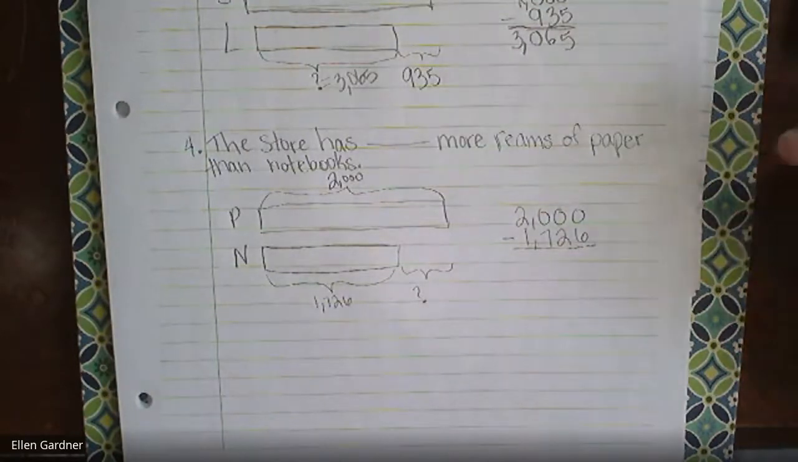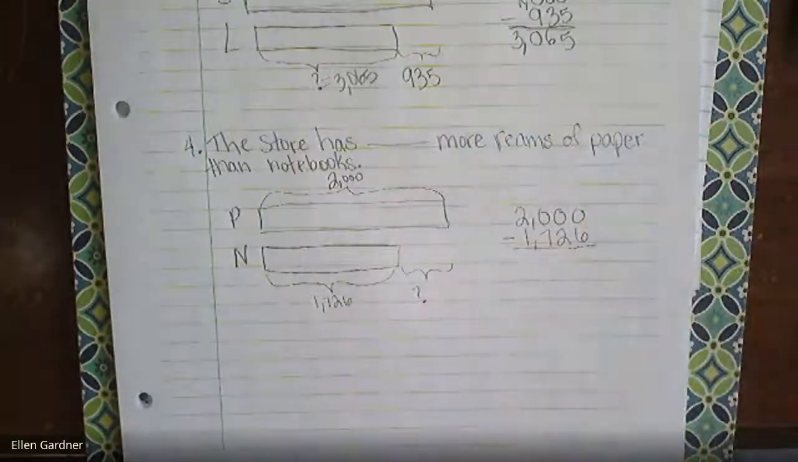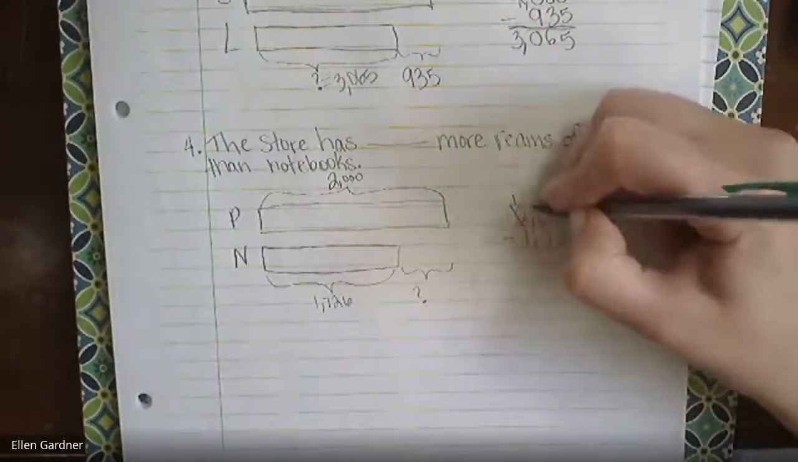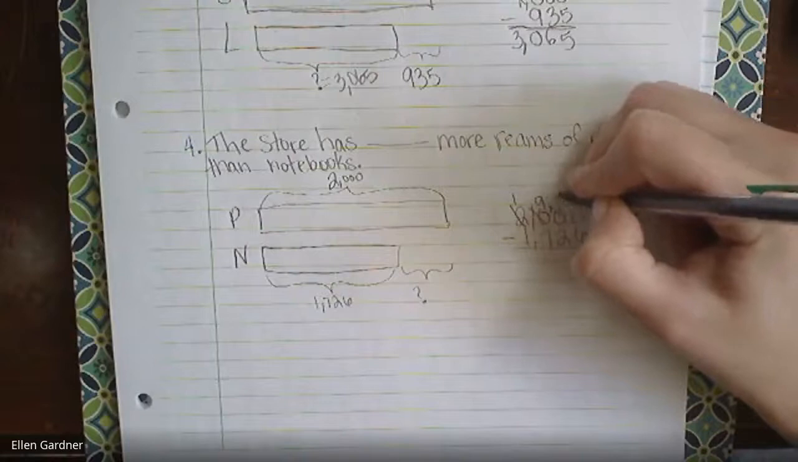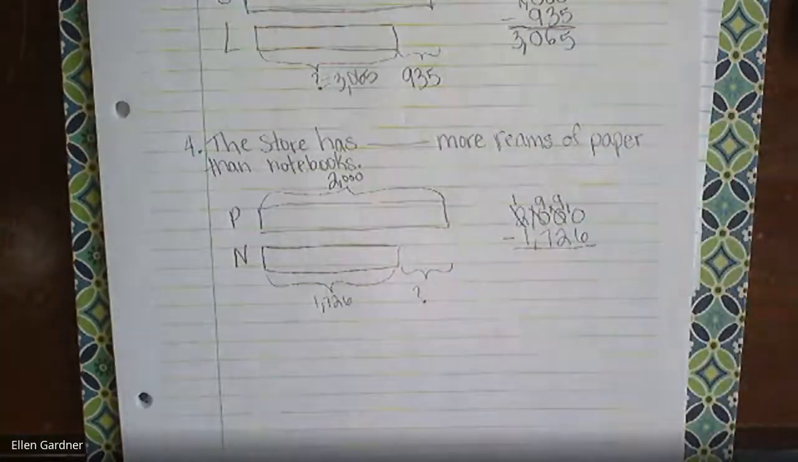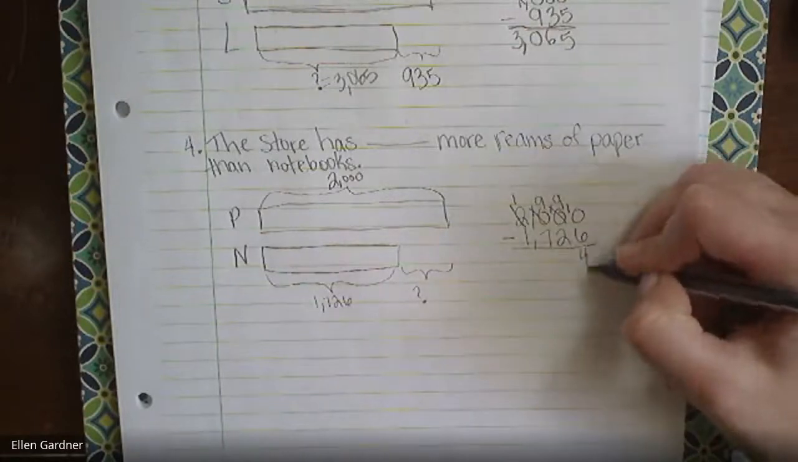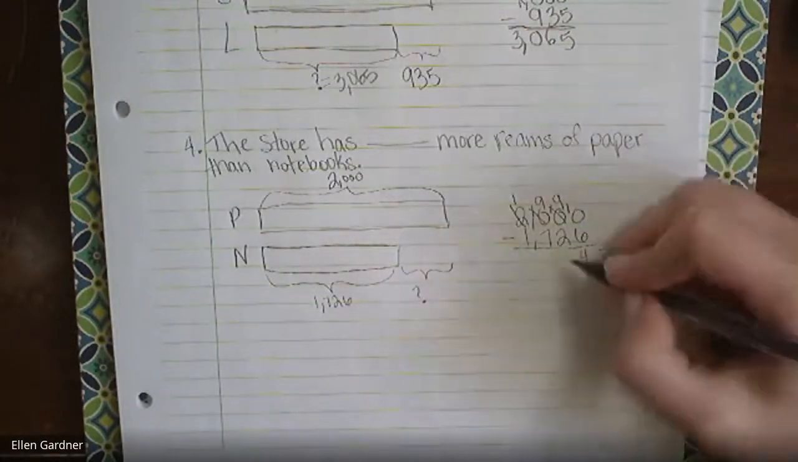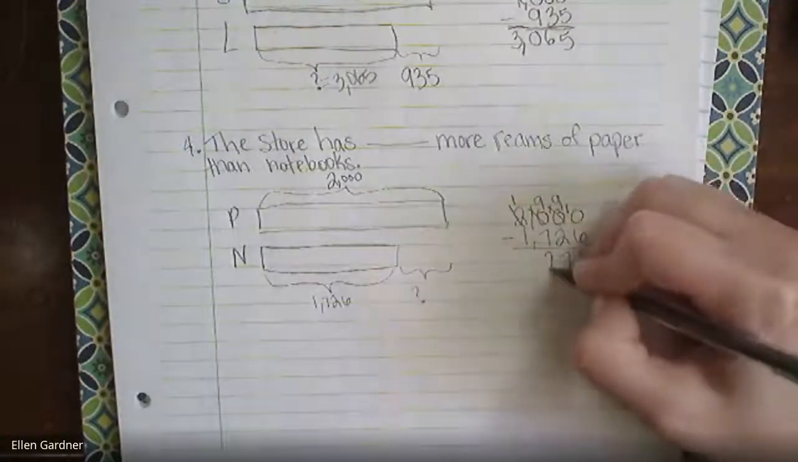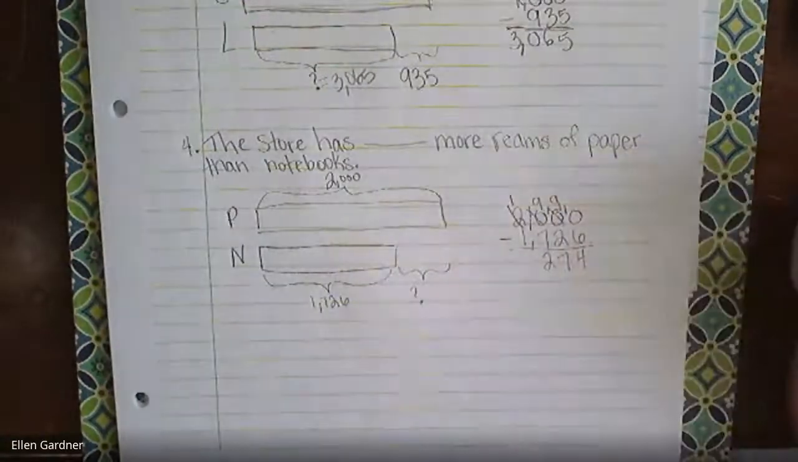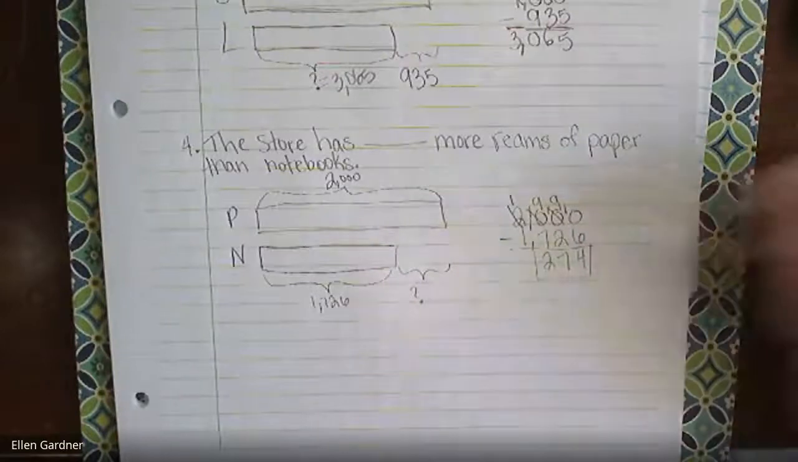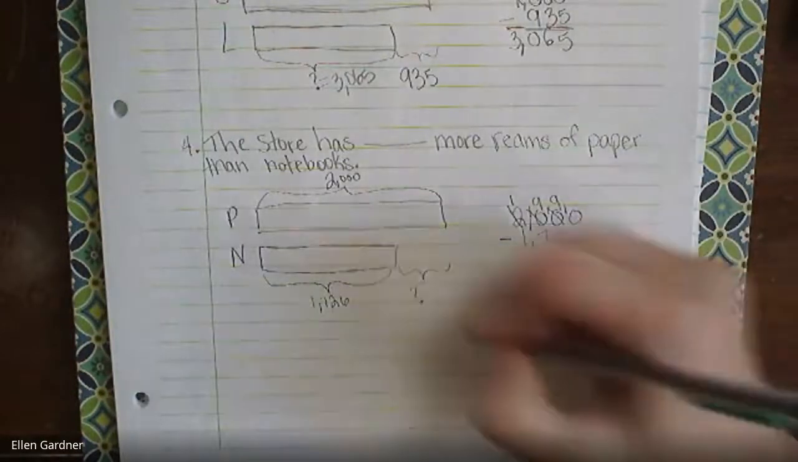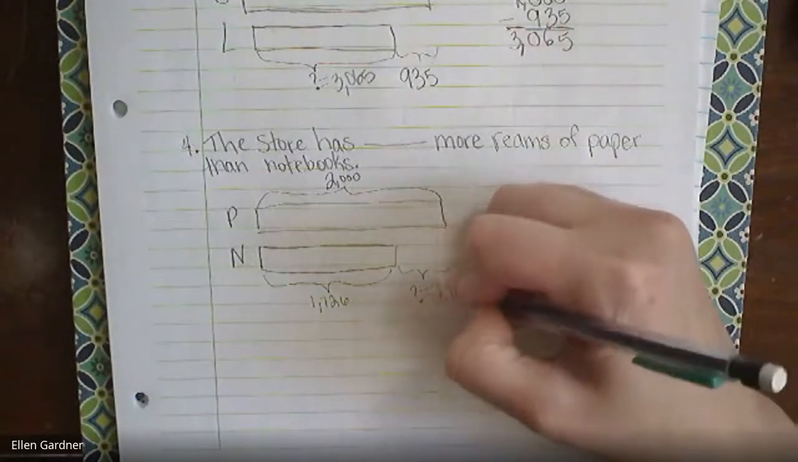Okay. At this point, you should be finished with this problem. You'll regroup in each place value, leaving you with a 10 in the ones place. Now you can subtract. 10 minus 6 equals 4. 9 minus 2 equals 7. 9 minus 7 equals 2, and 1 minus 1 is 0. So our answer is 274. We're going to plug that in here.